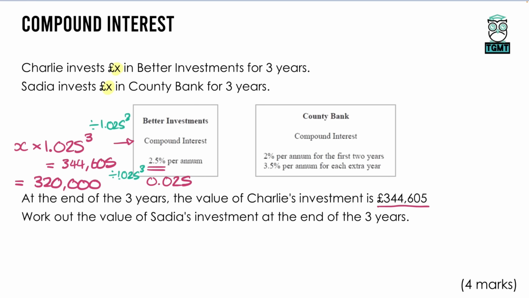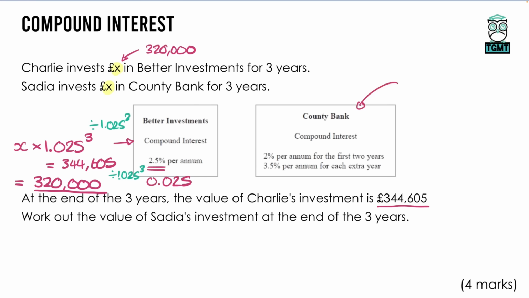There we go, and that is the value of X. So the starting amount is 320,000. So that's what Sadia has at the start. We've now worked this out, £320,000. So now Sadia invests into Country Bank.